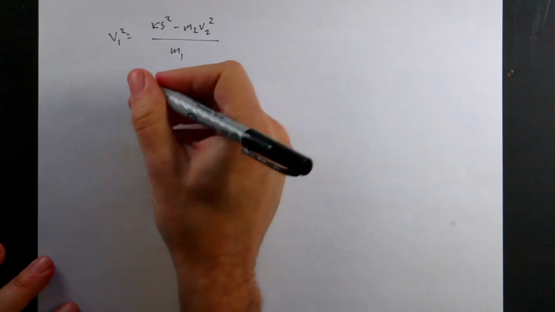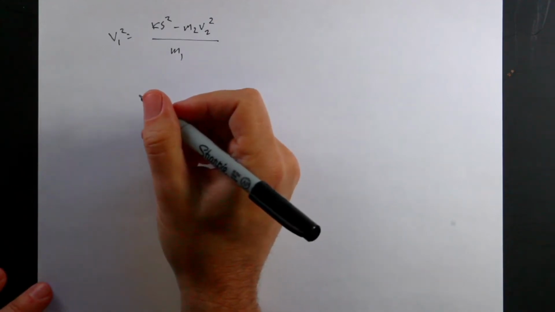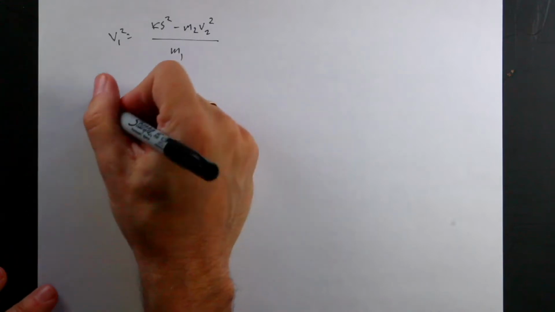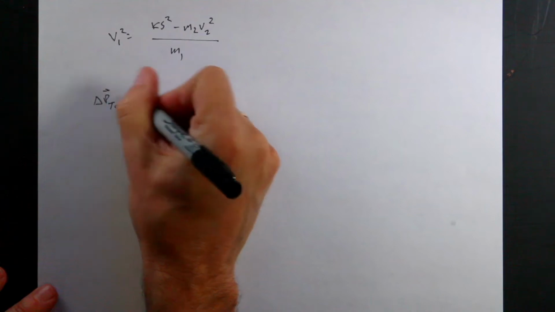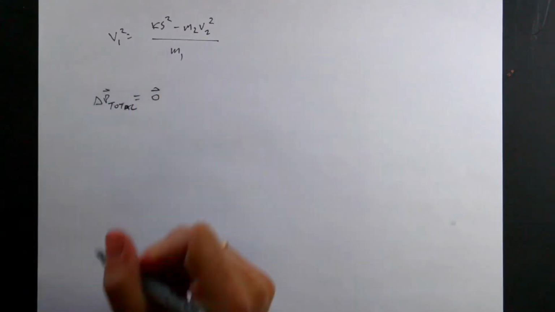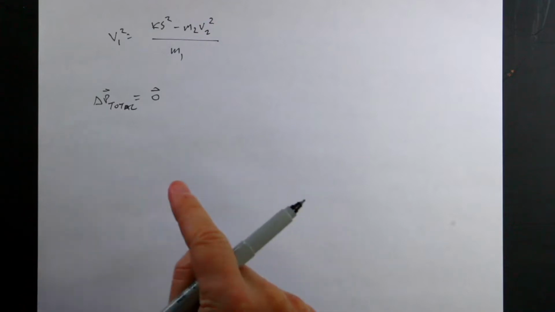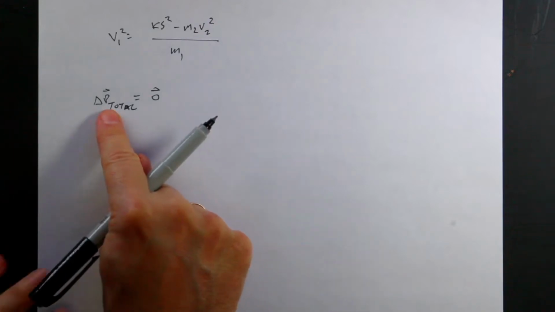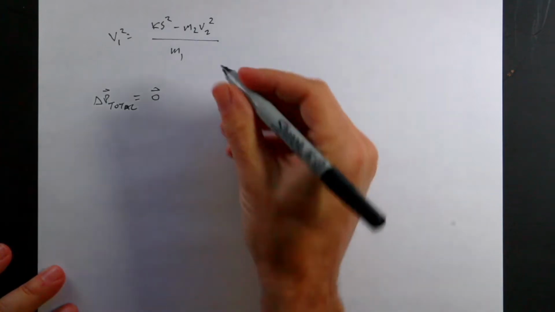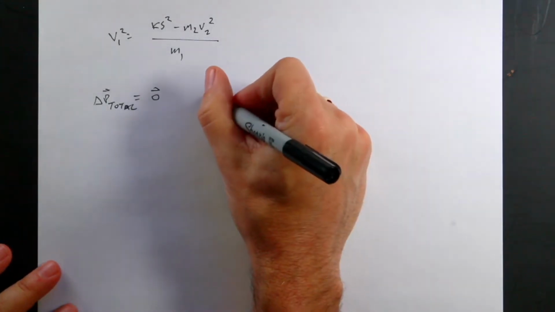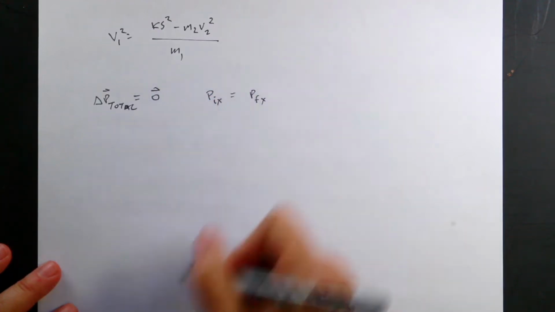Okay, so now I can say if I consider the system of both the carts, then delta p total vector is the 0 vector. So that means the initial momentum has to be equal to the final momentum, because this is final minus initial. So now I only have stuff going on in the x direction. So the y direction doesn't matter.